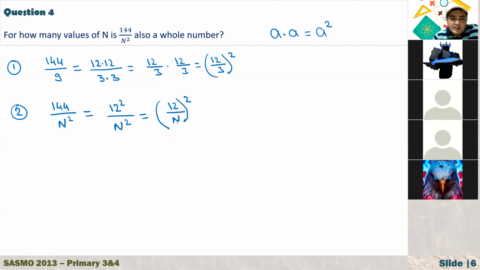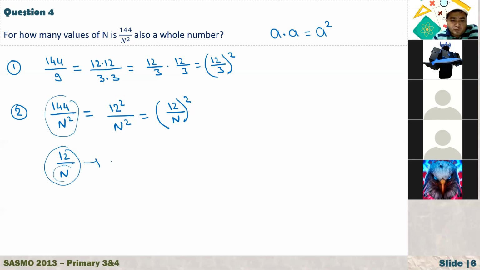Something squared, a whole number squared, is a whole number. If 12 over n is not a whole number, its square is also not a whole number. For this expression to be a whole number, 12 over n must be a whole number. So 12 over n is a whole number when n is a factor of 12.